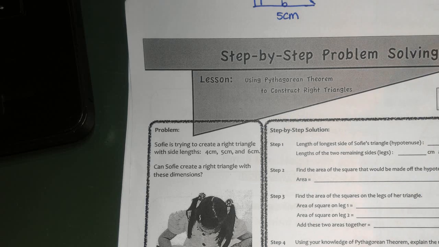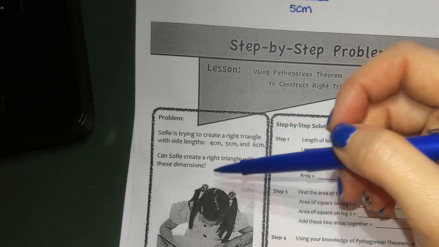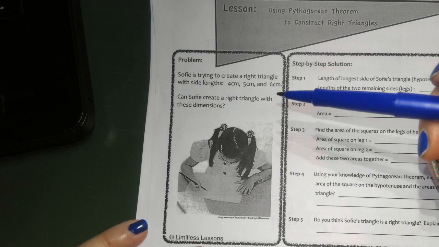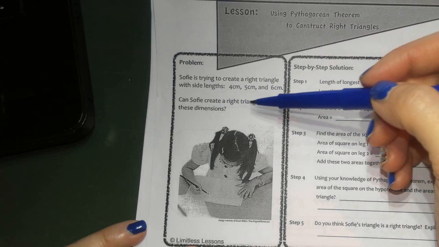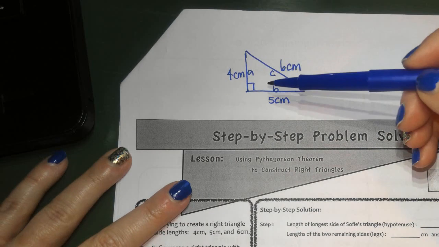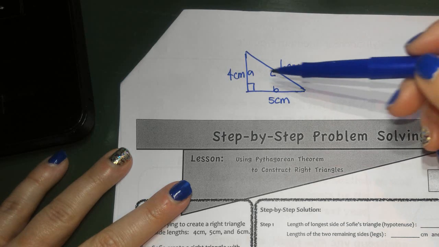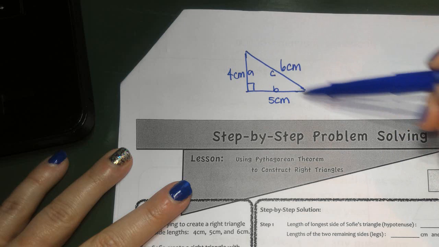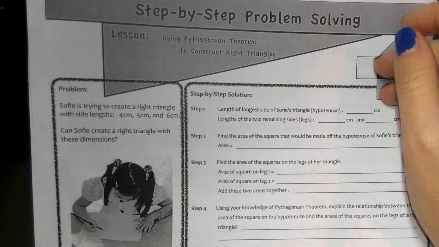Okay, so we just drew what we think it is, and let's see if this could really be the dimensions of a right triangle. And to test that out, we're going to use the Pythagorean theorem. Can Sophie create a right triangle with these dimensions? Well, we don't know yet. We sketched what we think it could look like, but we don't know if this could be true to size. Like, if this was 4 and this is 5, would this be 6? Well, we don't know, but we can figure it out by using that theorem.